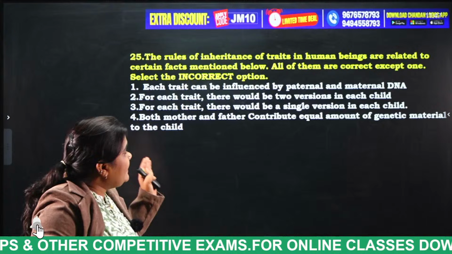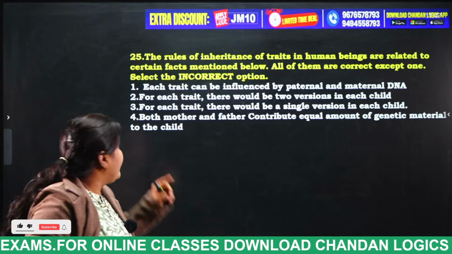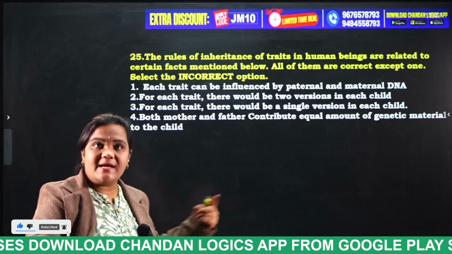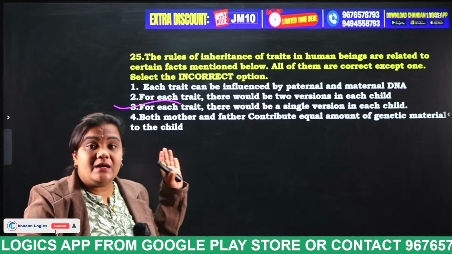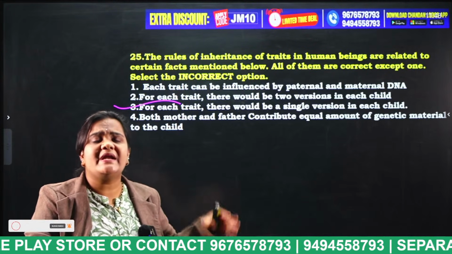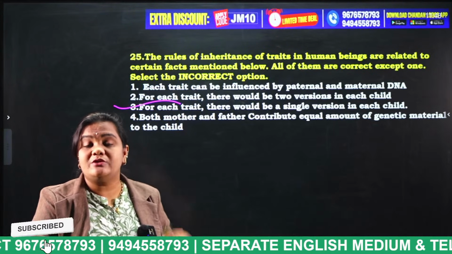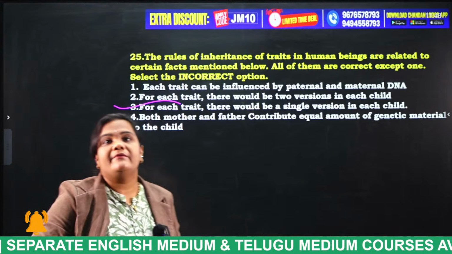Each trait can be influenced by paternal and maternal DNA. That is the correct thing. For each trait, there will be 2 versions. That is also the correct thing. But the third one is wrong. Why? Because there will be 2 versions in each child. Each and everything will be transferred from each and every parent. So, there will be no single version, there will be 2 versions. Okay, very good.